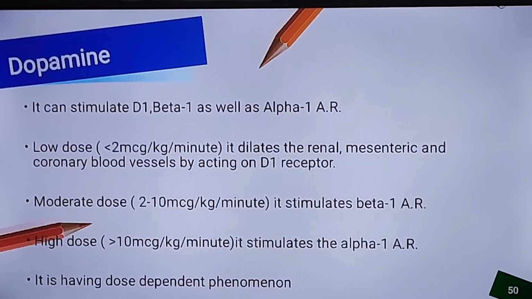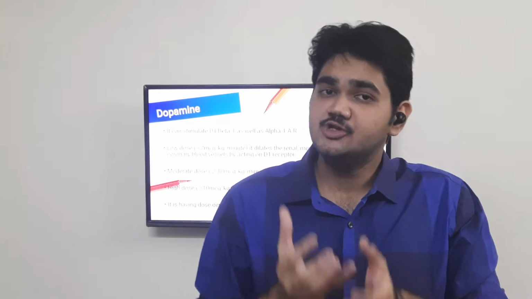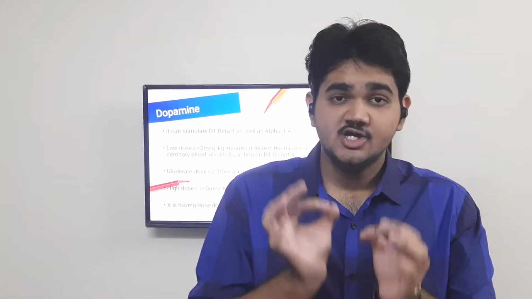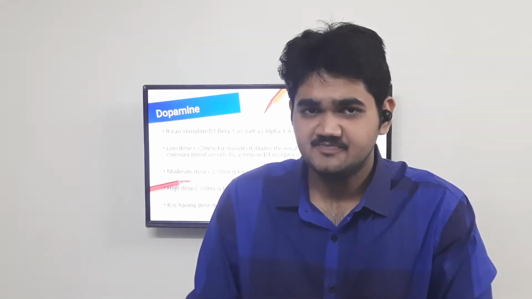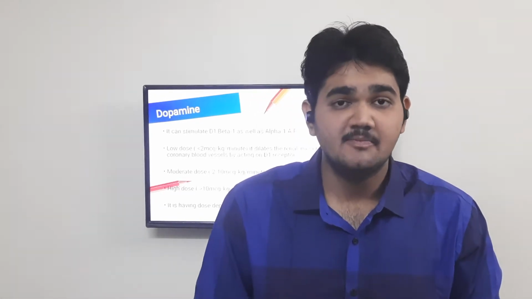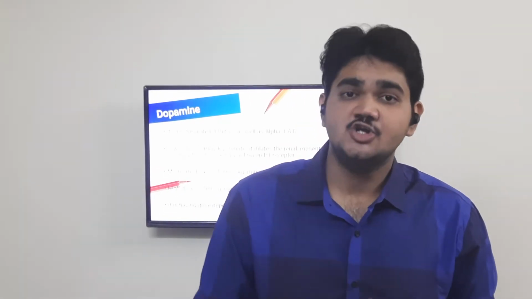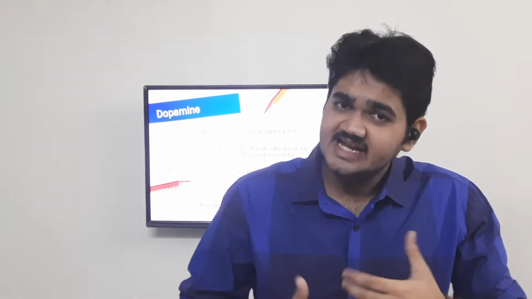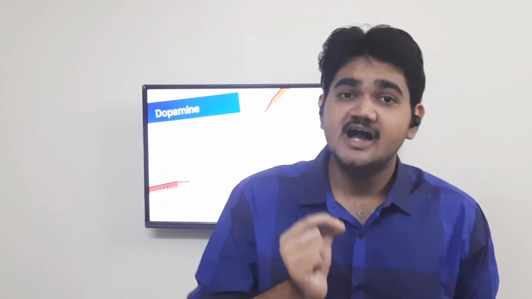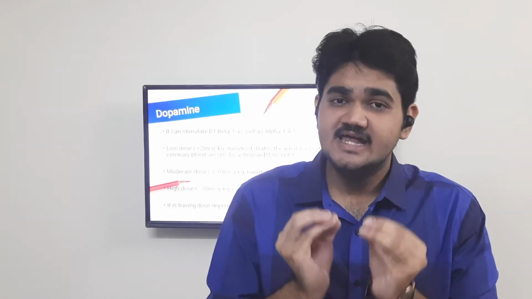Now, before moving on to the therapeutic use of dopamine, I would like to explain to you what we mean by shock. Now, जब हम shock के बारे में discuss करते हैं, we mainly discuss three main types of shock. The very first shock is known as hypovolemic shock. The second one is known as cardiogenic shock, and the third one is known as septic shock.